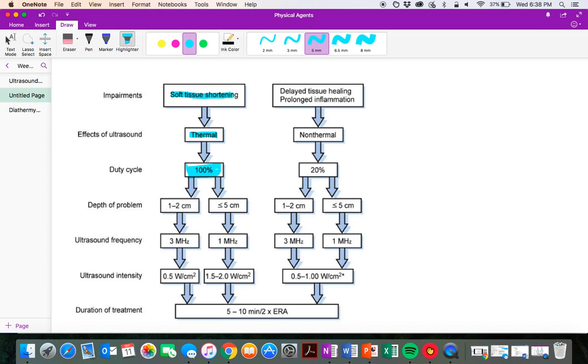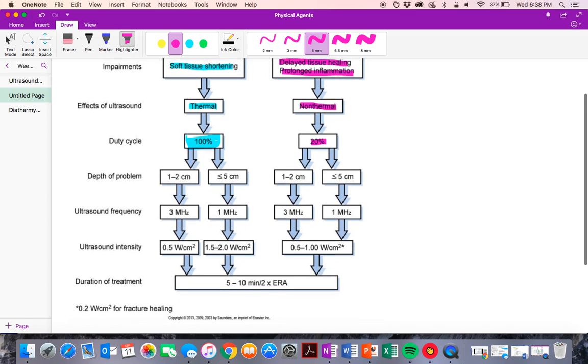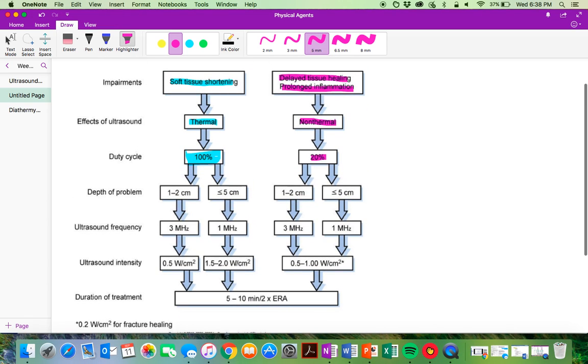When we are looking at delayed tissue healing and prolonged inflammation, we want a non-thermal effect of ultrasound. So we're going to come over here on our diagram, and that will require us to use a duty cycle of 20%. So this is non-continuous or a pulsing wavelength. So that's step one when using ultrasound.